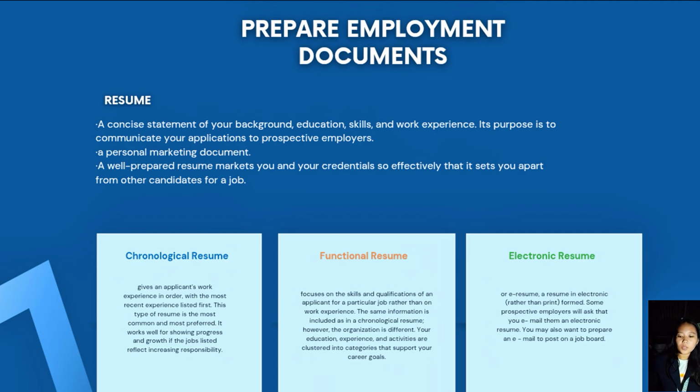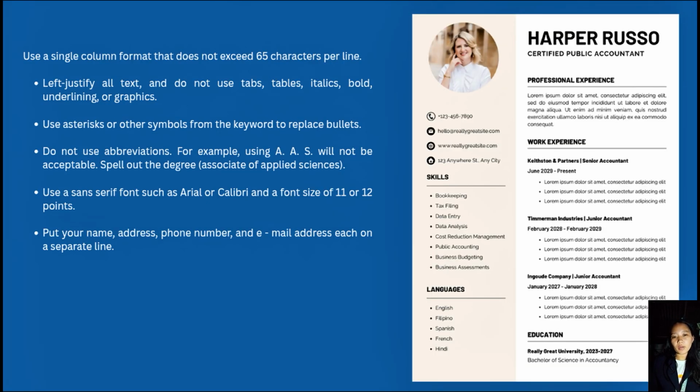Now let's proceed to the suggestions when preparing electronic resumes. We have use a single column format, not exceeding 65 characters per line. So in creating electronic resume, we need to consider some suggestions. Next is left justify all text and do not use tabs, tables, italics, bold, underlining, or graphics.